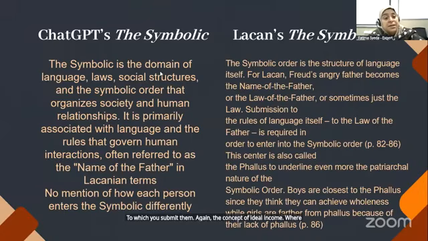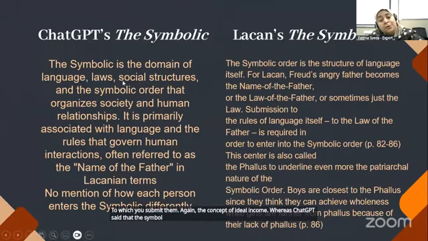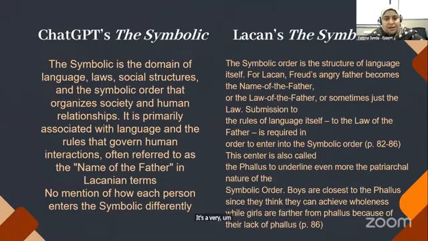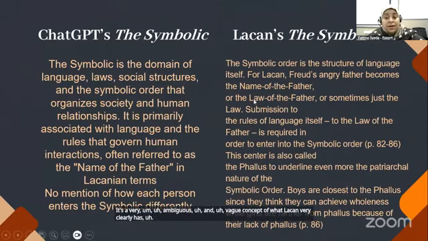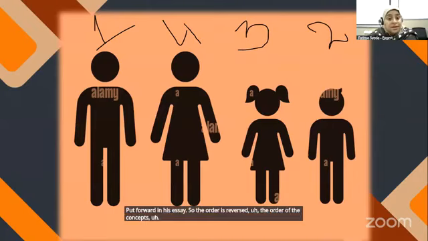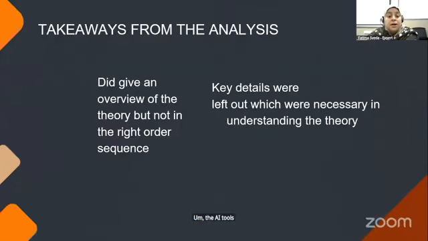Whereas ChatGPT said that the symbolic is the domain of language, laws, social structures, and the symbolic order that organizes society and human relationships. It's a very ambiguous and vague version of what Lacan has very clearly put forward in his essay. So the order of the concepts is reversed, and the meaning is somehow lost if we consult only AI tools for our research.